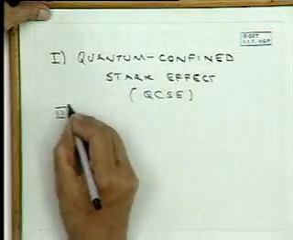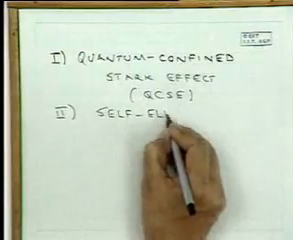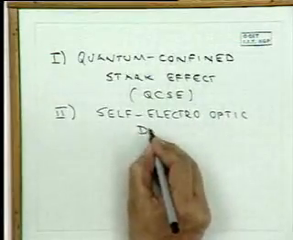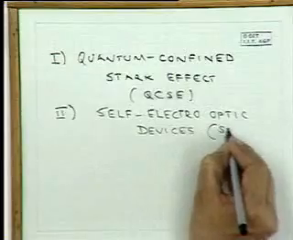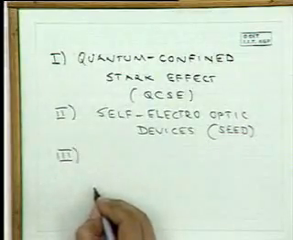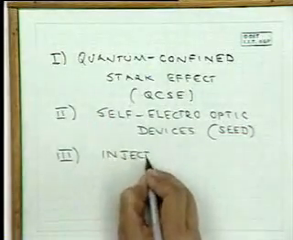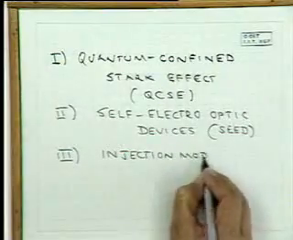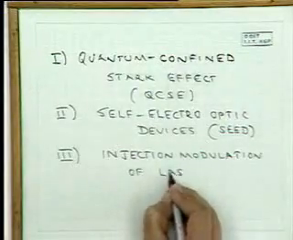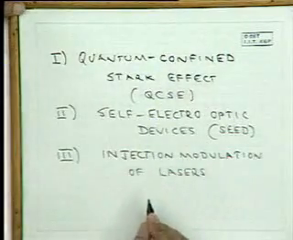Then I'll go on to discuss self-electro-optic devices, which can be used as switches, SEED for short. And finally, I'll talk a little bit about injection modulation of lasers. These are all types of modulators. That is just by switching the current on and off. I'll show that there are some drawbacks in that mechanism also.